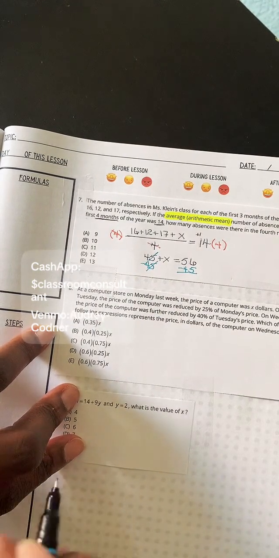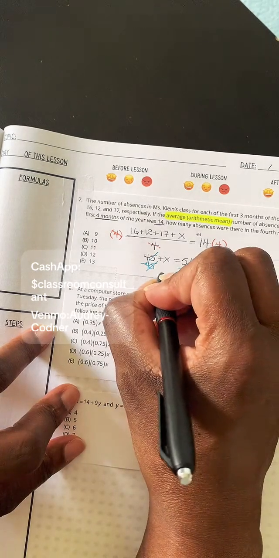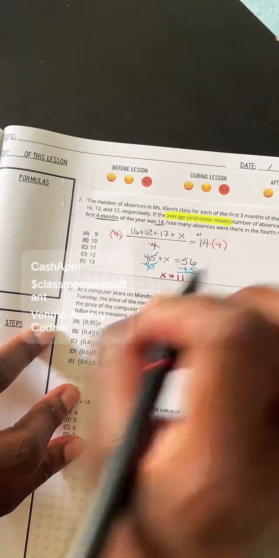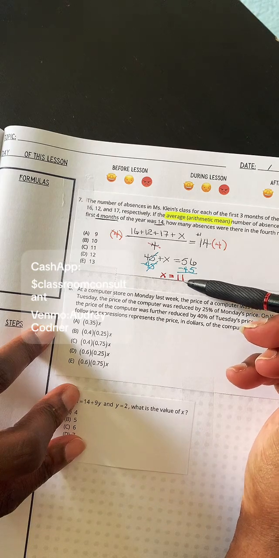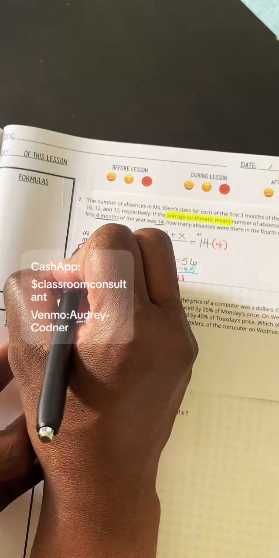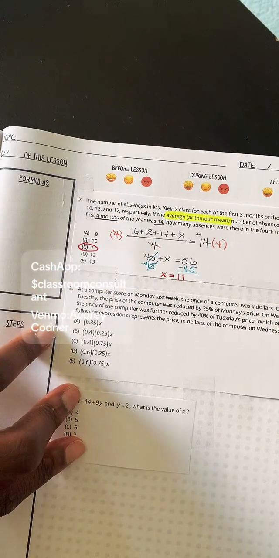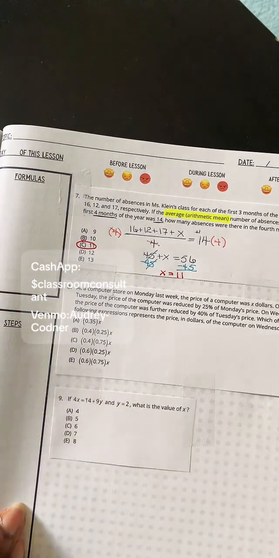So now you're going to have your X equals, just like what Pog said, 56 minus 45, that will give me my 11. So that fourth month, there was 11 absences. There you go. Very good, Jason. Good job, Katrina. Or Karina. I don't know why I said Katrina.